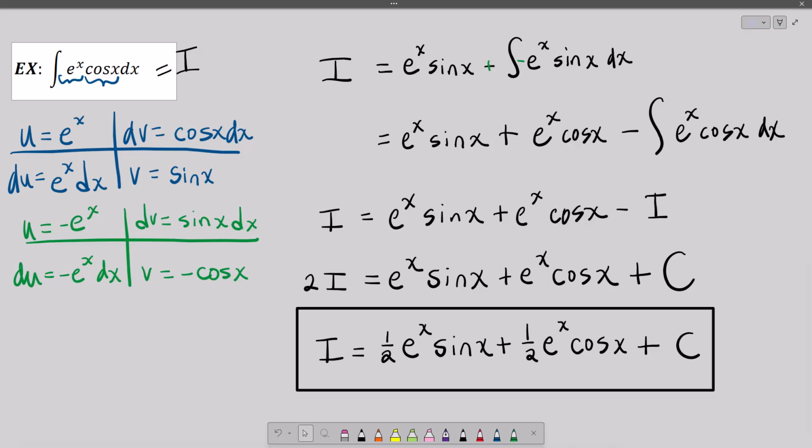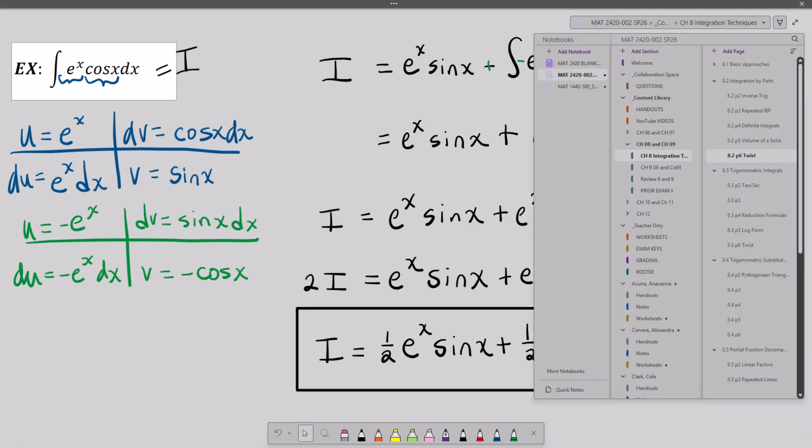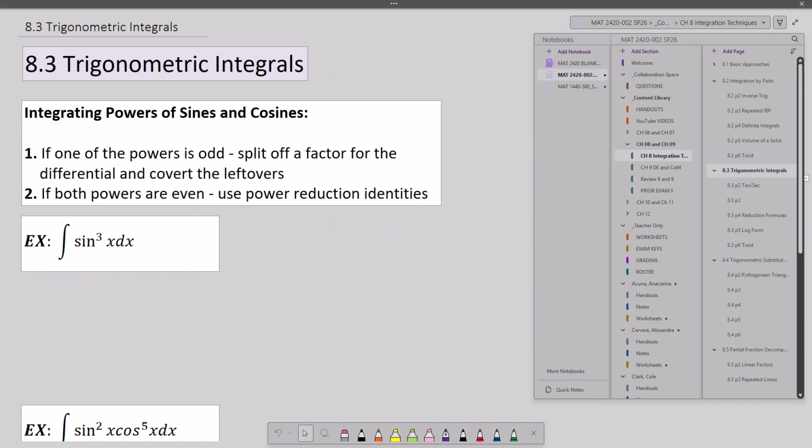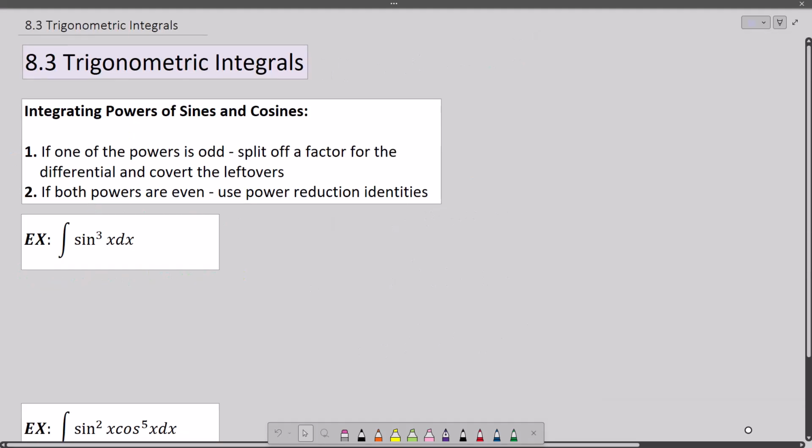Any other questions on it? Okay. That brings us to probably the easiest section in this unit.